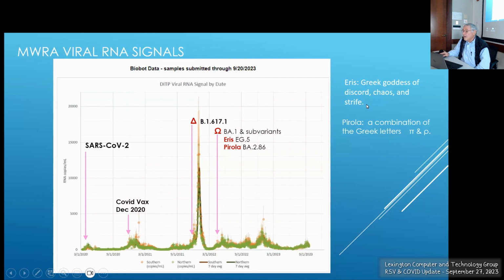Eris, which is the Greek goddess of discord, chaos, and strife. Perfect. And Pyrola, which sounds like a Greek god or something that you never heard of, but it's just pi and rho, the Greek letters put together, and that was it, Pyrola. So you can call it either by the name or by the number.